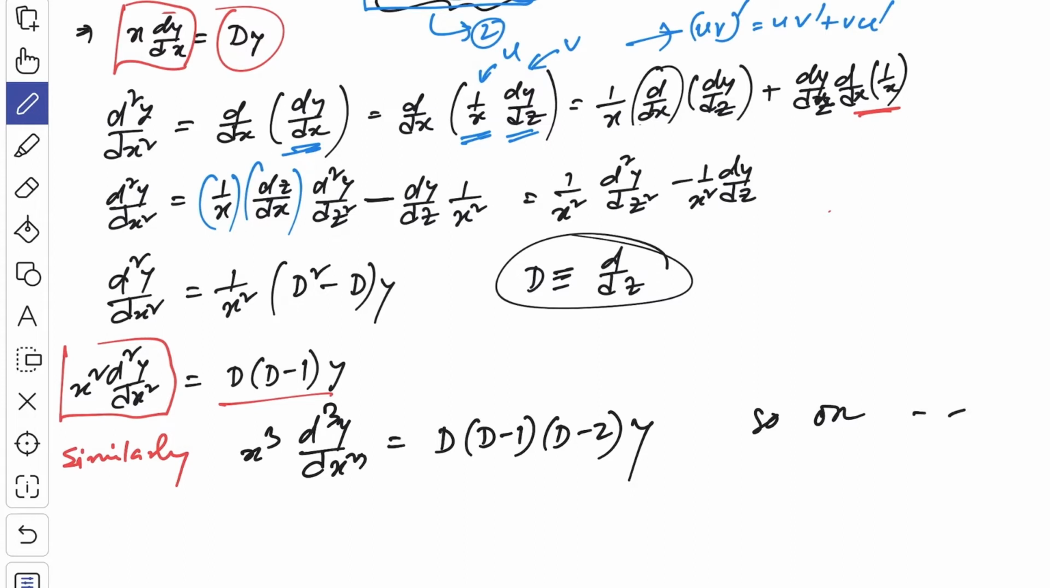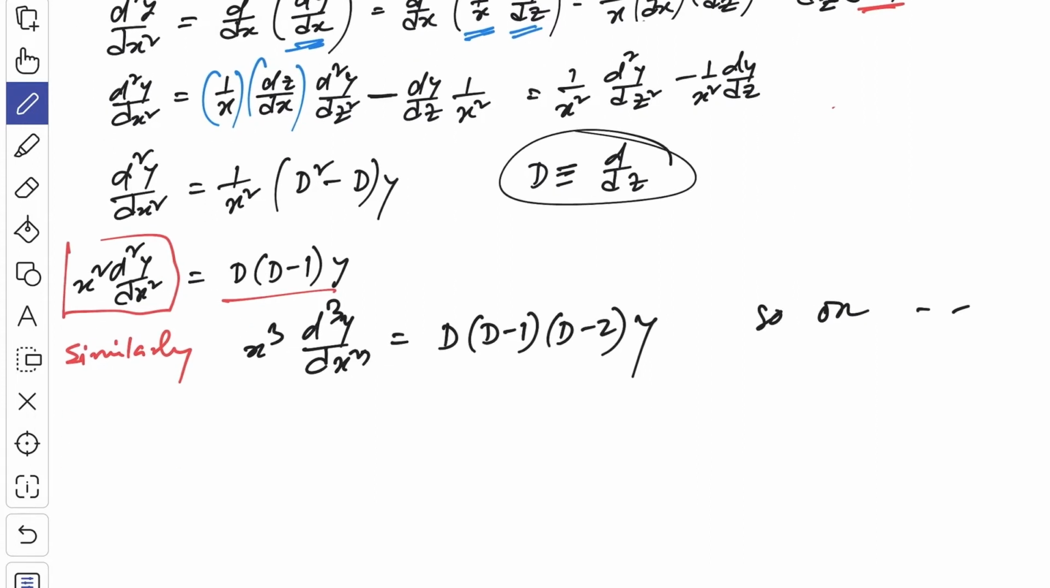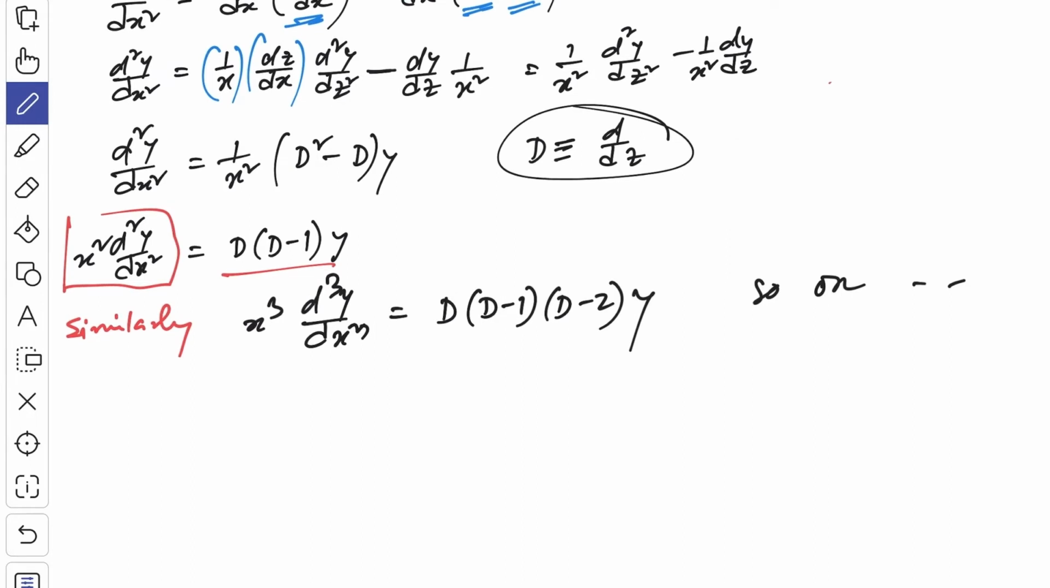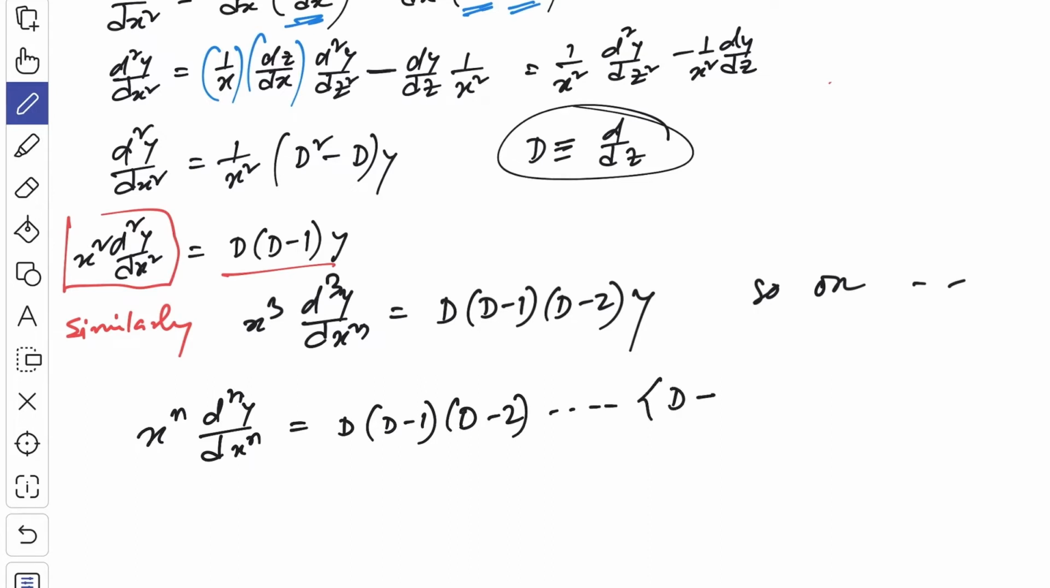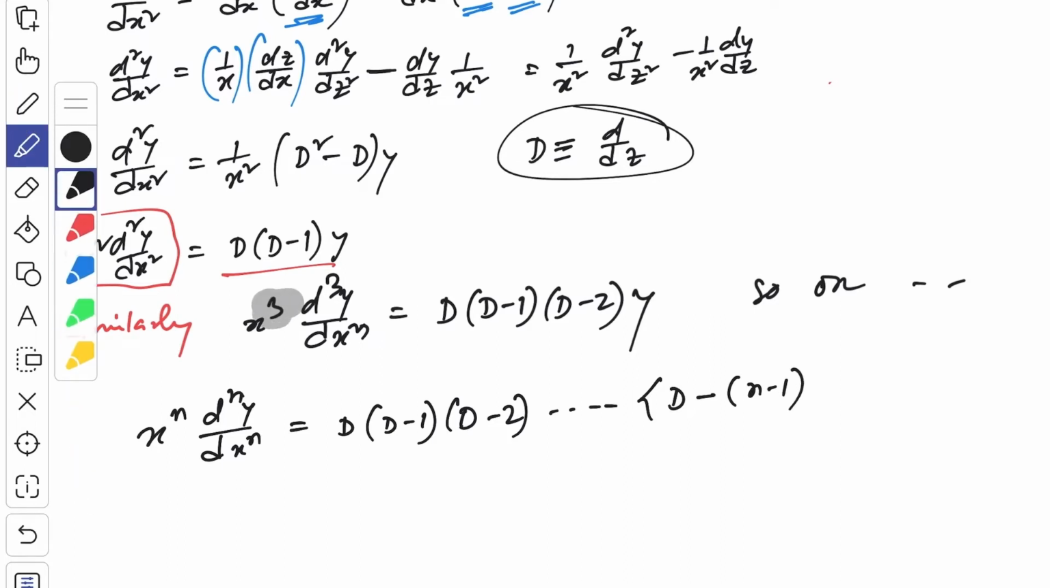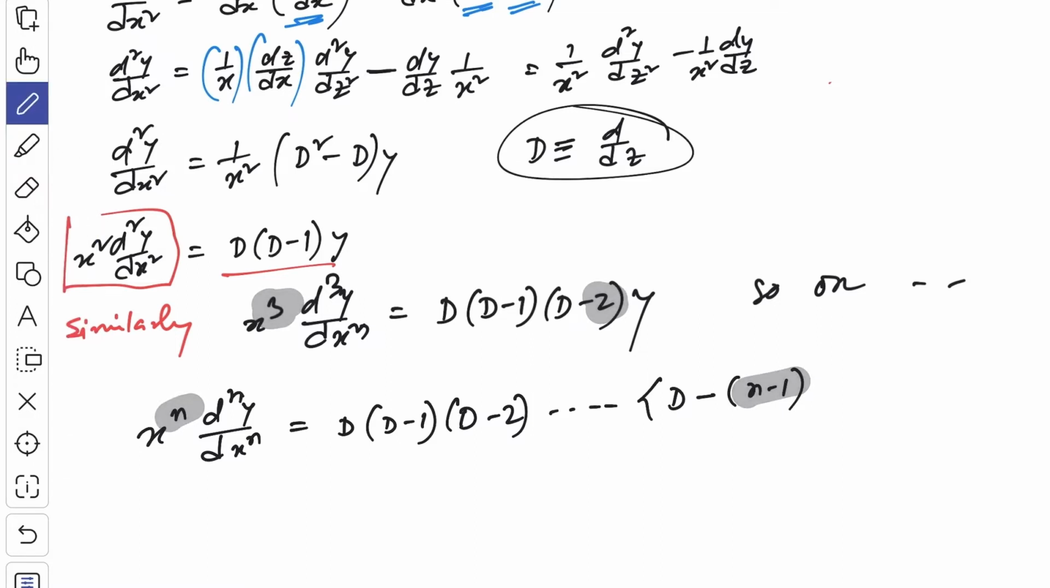If you continue that, then the general term, x to the power n times the nth order derivative of y with respect to x, will be D into D minus 1, D minus 2, dot dot dot, and at the end D minus n minus 1. Here you see, when you have the third order derivative, at the end we have D minus 2, so for the nth order derivative that must be n minus 1, right? Hope you have understood this.